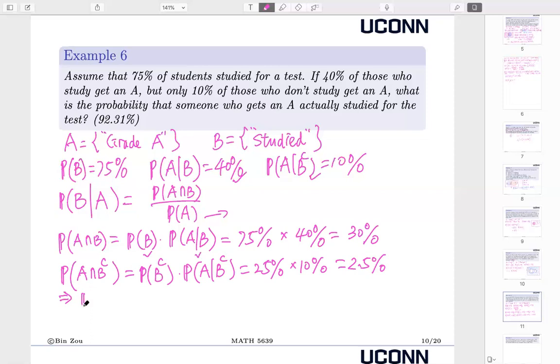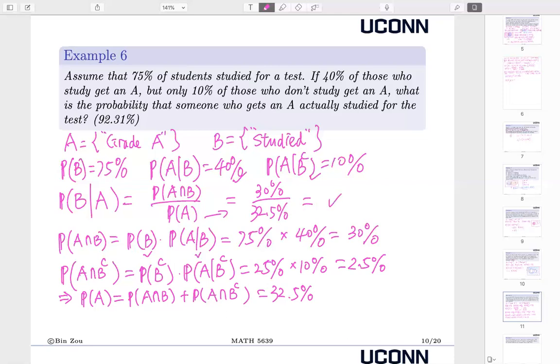So by adding those two together, we get the probability of A. Again, by applying the total probability formula, right? P(A) is A intersect B plus A intersect B complement. So it will be 32.5%. Okay, so this will be 30 divided by 32.5%. So you get the result, it's about 92%.